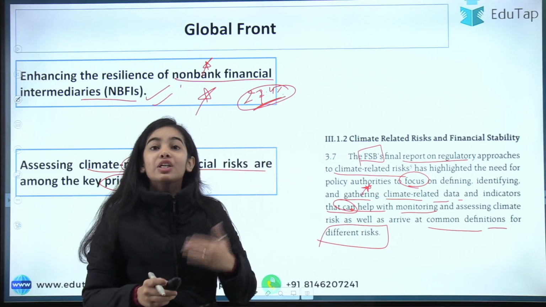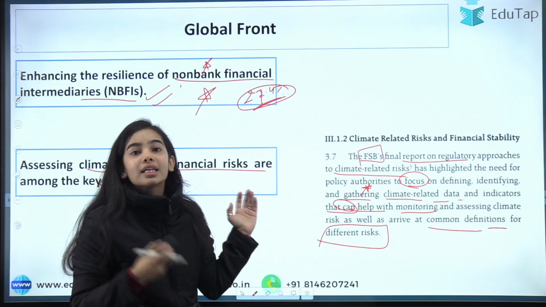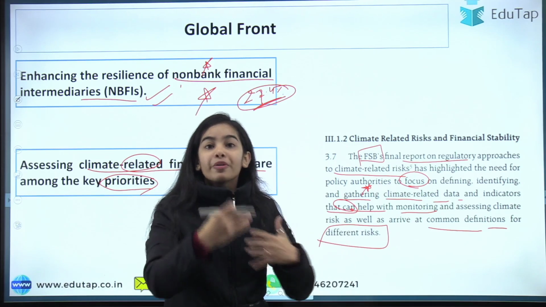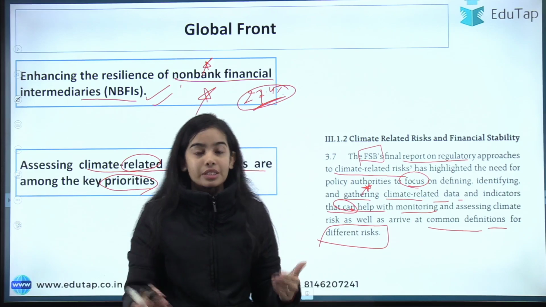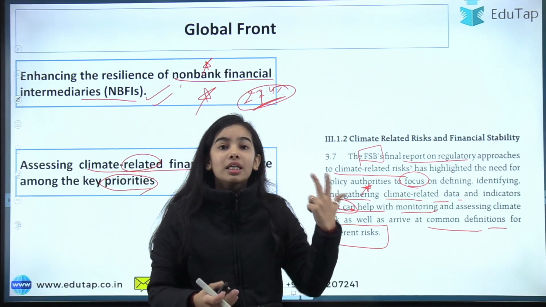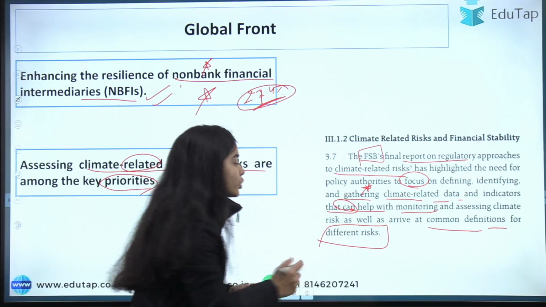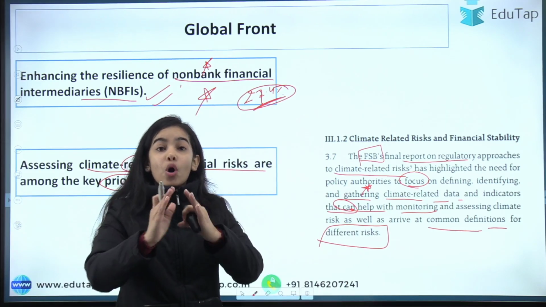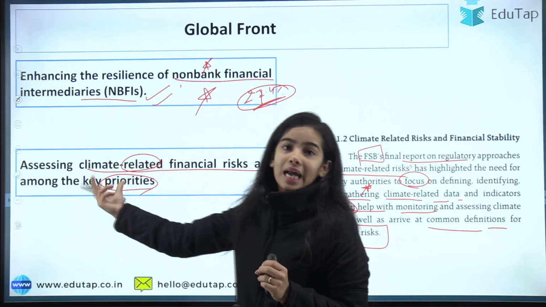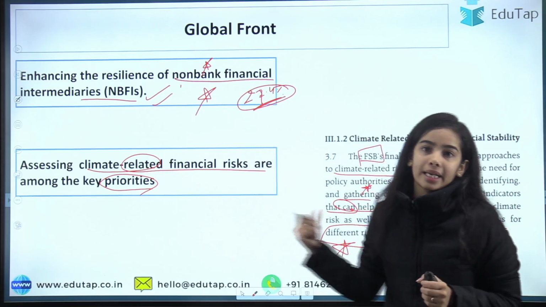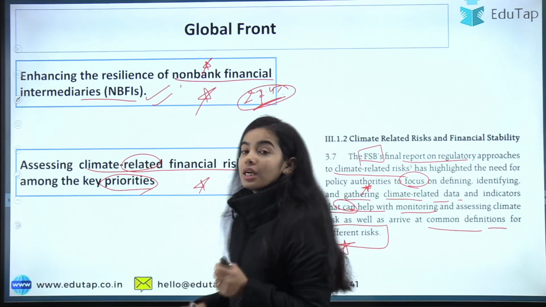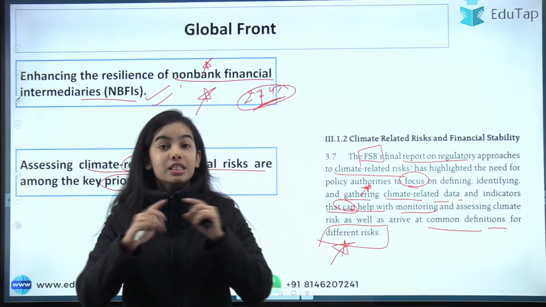So first of all, we need to understand what the climate related financial risks are. Only then can we make good policies for those kinds of risks. So we need to define, identify, and gather the climate related data, and we need common definitions all over the world for the different risks coming from climate related financial risks. So we need a common definition for climate related financial risk all over the world. This is for the global front.